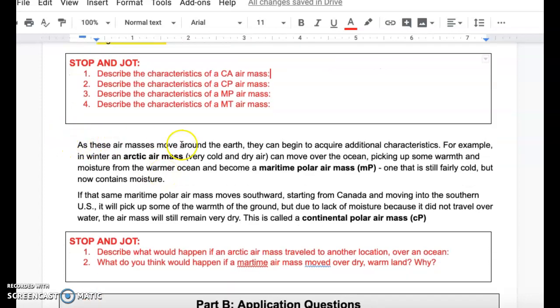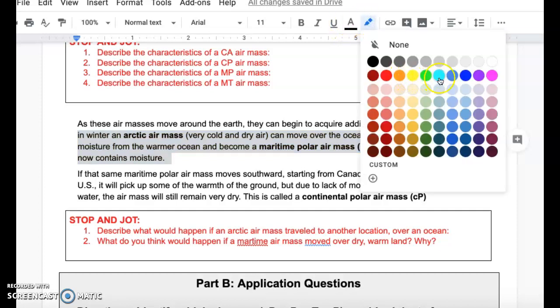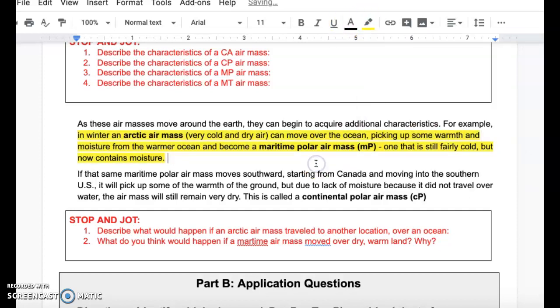As these air masses move around the Earth, they begin to acquire additional characteristics. For example, in winter, an Arctic air mass, meaning very cold and dry air, can move over the ocean, picking up some warmth and moisture from the warmer ocean, and then become a maritime polar air mass, one that's still fairly cold, but now contains some moisture because it traveled over the ocean.